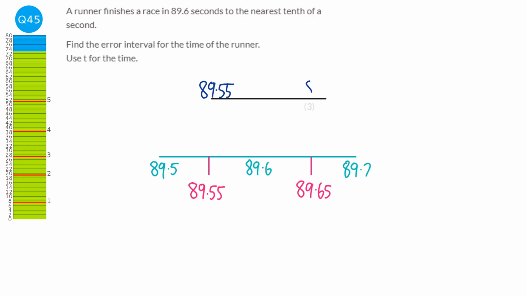But how do we show it as an error interval? Well, we put t in the middle because it tells us that t is representing the time, and we show it with inequalities. Now, the number can be 89.55, but it can't be 89.65 because that would round to 89.7. So we say everything that's less than but not equal to.